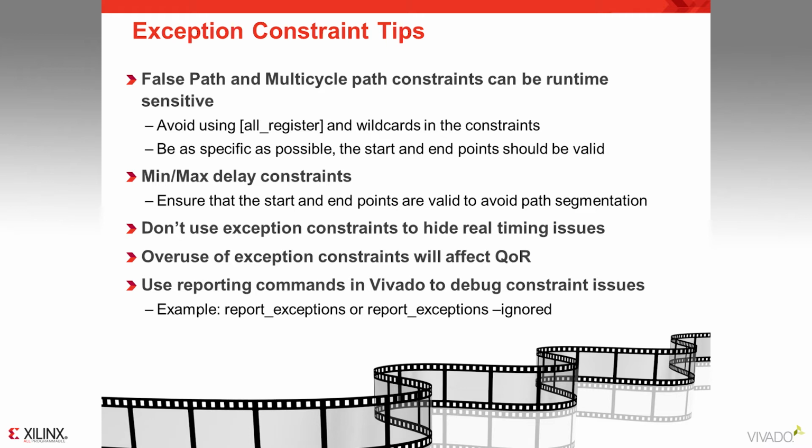Here are a few tips when applying exception constraints. False path and multi-cycle path constraints can be runtime sensitive. If you have all registers, or if you have wildcards in the constraints for false path or multi-cycle, runtime will be affected. Avoid using such constructs and instead try to be as specific as possible and ensure that both the start points and endpoints are valid. For the set min or max delay constraints, ensure that the start and endpoints are valid to prevent path segmentation. Avoid abusing exception constraints to hide real timing violations. Overuse of exception constraints will affect QOR.